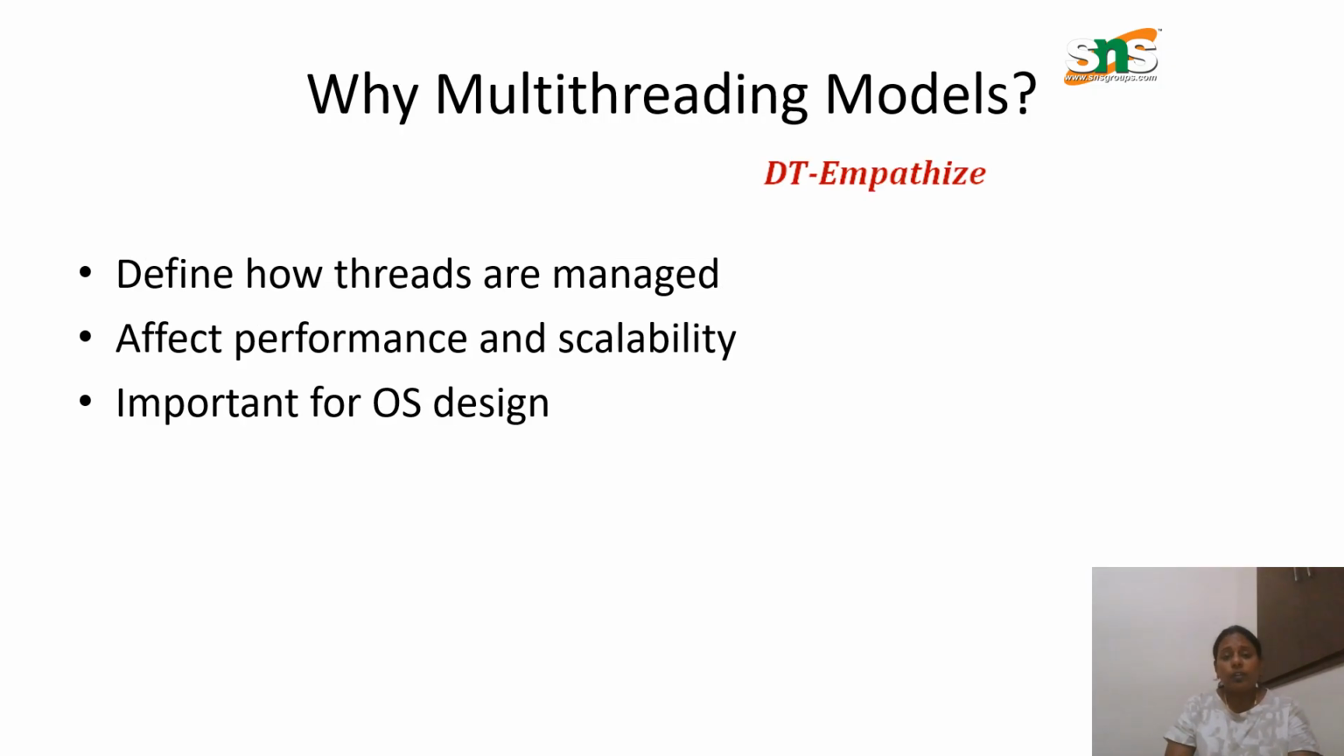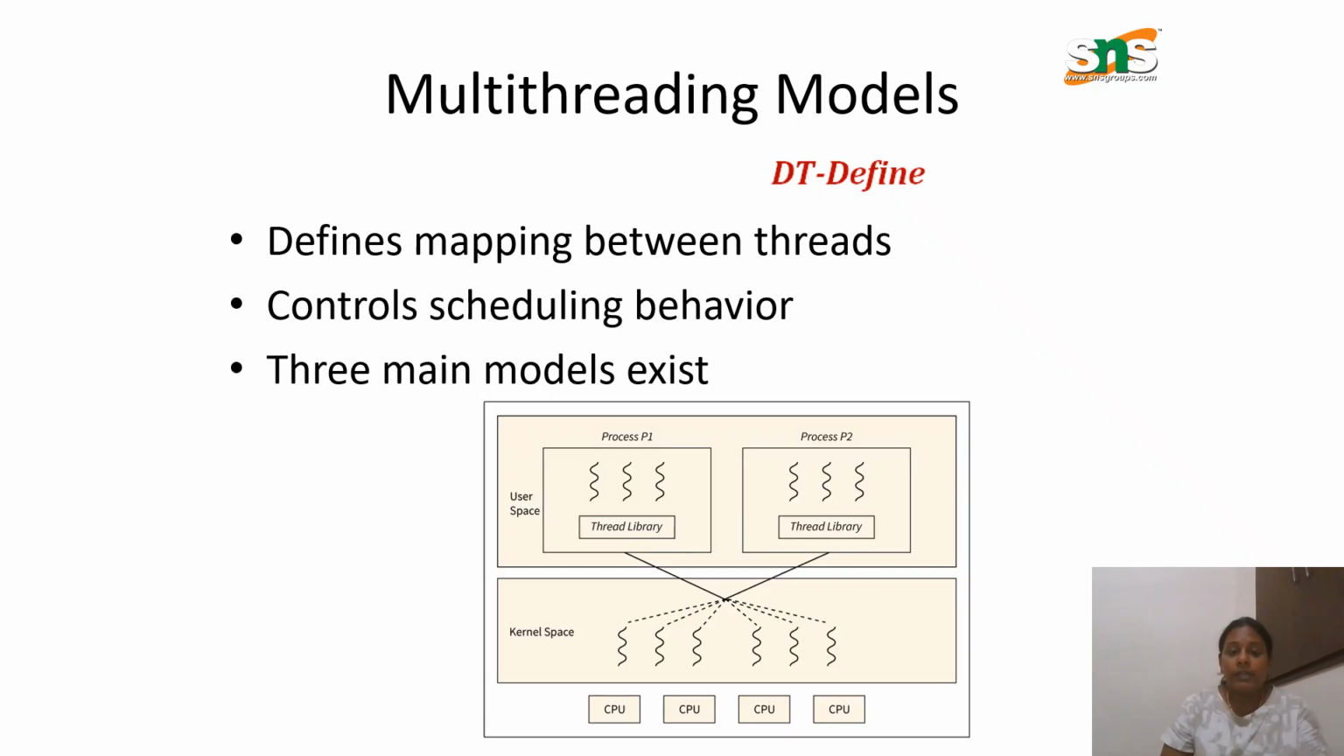And why are we using multi-threading models? They define how threads are managed, affect performance and scalability, and are important for OS design. Multi-threading models define the mapping between threads and control scheduling behavior. Three main models exist, which we'll discuss later.